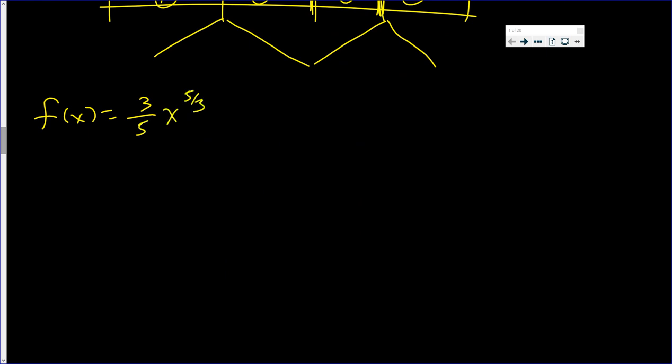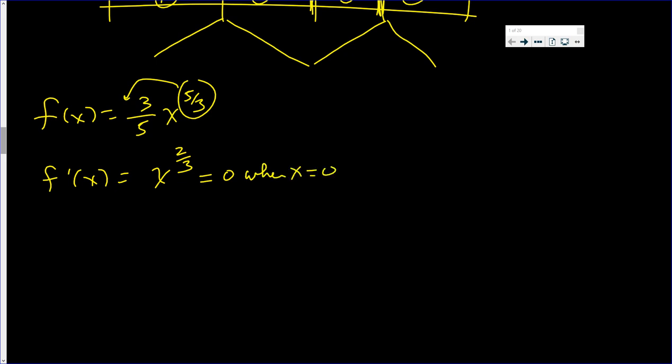Okay. How about you have the function f of x is equal to 3/5 x to the 5/3. We want to know where it's increasing. So we take the derivative. When you bring this down in front, 5/3 times 3/5 is 1, times x to make the new power 1 less. It's that. And 2/3 is positive. So this equals 0 when x is 0. So the table is a little bit shorter now. We only have to stop at 0.